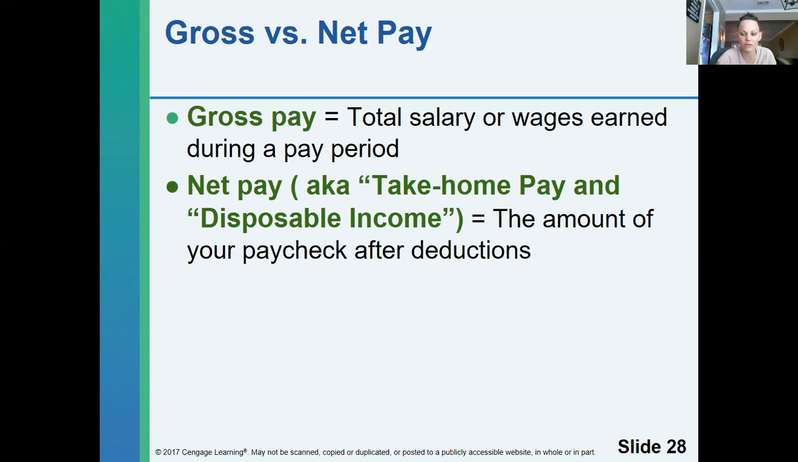So gross pay, that's what we've been calculating on our worksheets that we've done. You know, you make $15 an hour and you work 40 hours. How much money do you make? That's your gross pay. And then the net pay is after they take out deductions. And if you've ever had a job where you've gotten a paycheck, you see that they kind of take a lot of money out for different things.